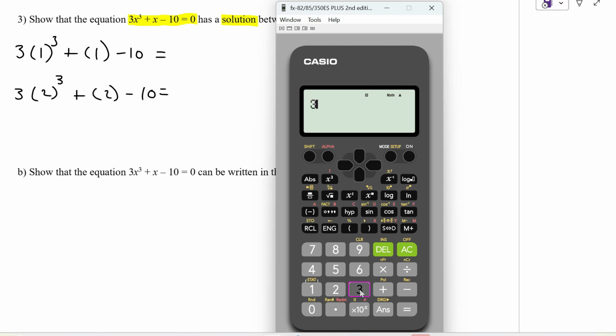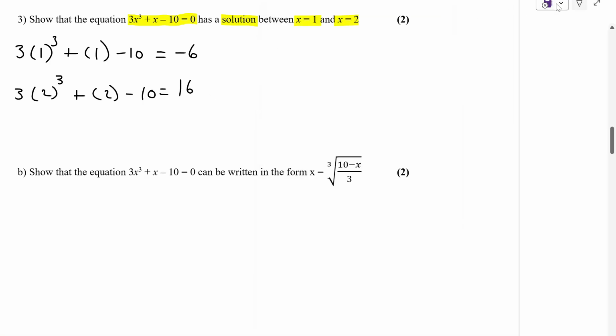Now, using our calculator, let's create that equation. Get a value of minus 6. Then when we sub in 2, we get a value of 16. Now, what do you see is the difference between both of these numbers? One has an answer that is negative, and the other has an answer which is positive.